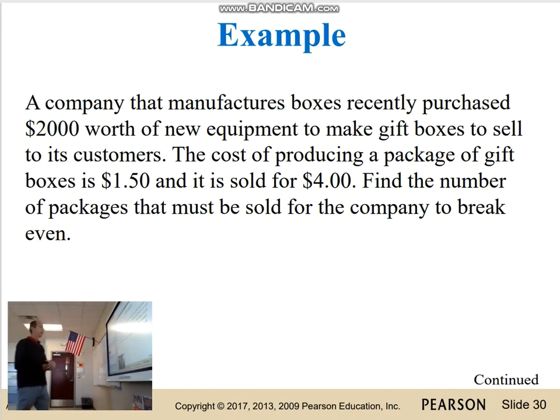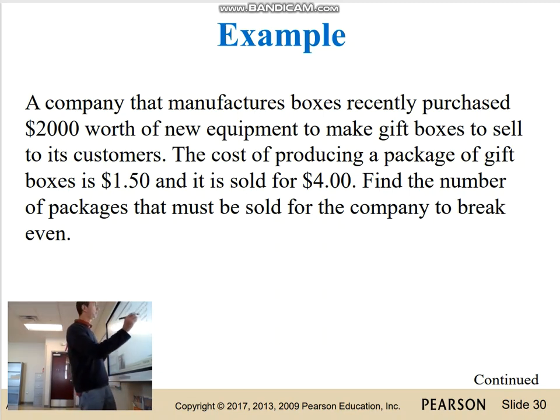Example here: a company that manufactures boxes recently purchased $2,000 worth of new equipment to make gift boxes to sell to its customers. The cost of producing a package of gift boxes is $1.50, and it is sold for $4. Find the number of packages that must be sold for the company to break even.